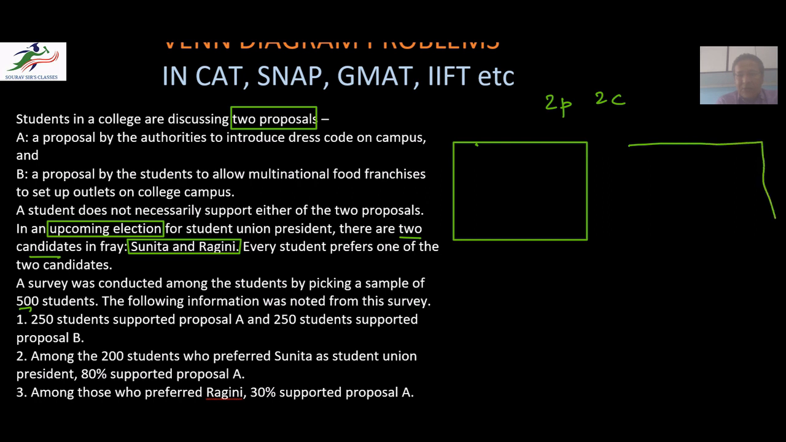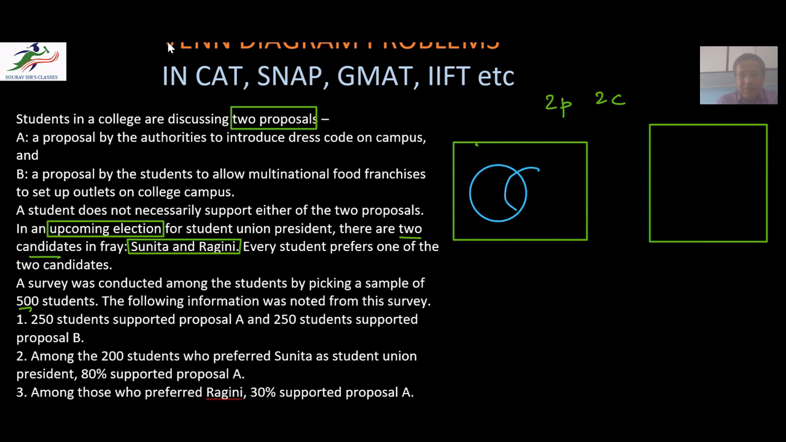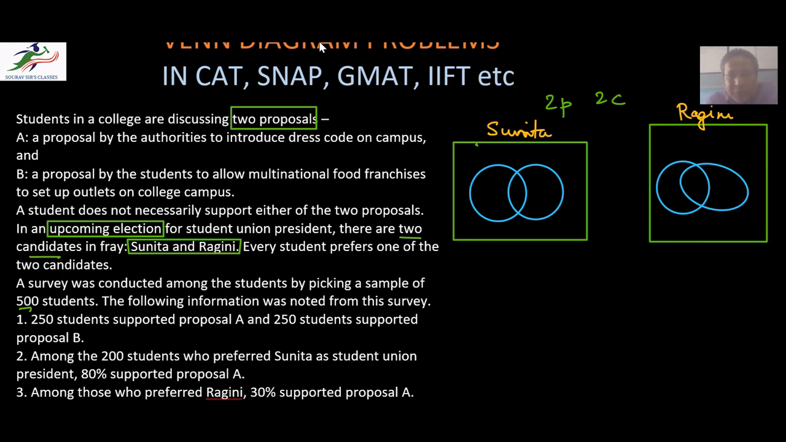So let these two represent the two candidates, and the proposals will be represented like this, right? So let's say this is Sunita and this is Ragini, and let's say the proposals are represented by the circles A and B and A and B here.